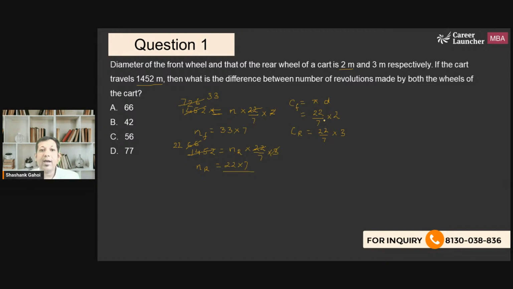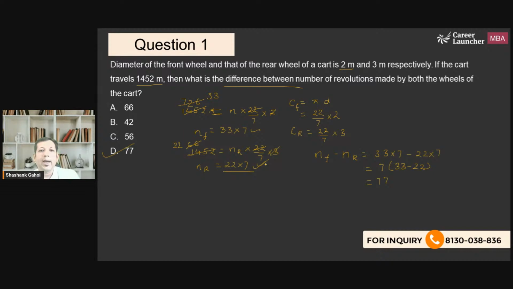This is the revolution. Now, what is the question talking about? The question is talking about the difference between both wheels. Okay, so the question is actually talking about NF minus NR. Right. So NF is what? 33 into 7. NR is what? Minus 22 into 7. I am going to take 7 common. So 33 minus 22 is going to be 11. So 11 into 7. So the difference comes out to be 77. So the answer of this question is going to be 77. If you calculate this value and this value, then it is going to be a little lengthier, but instead of that, you can directly write it like this.